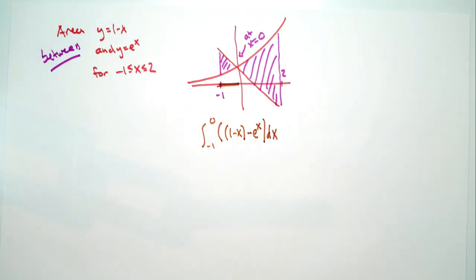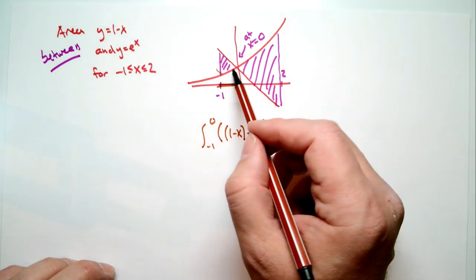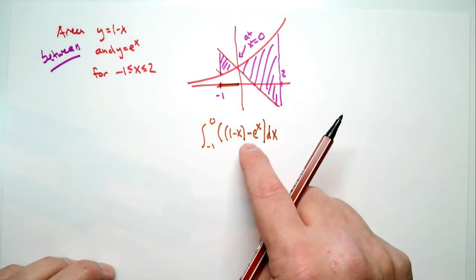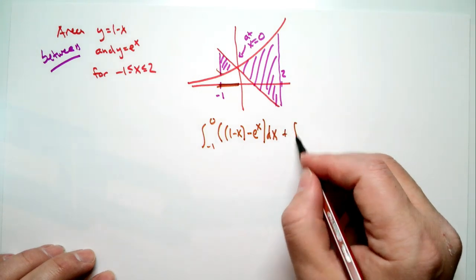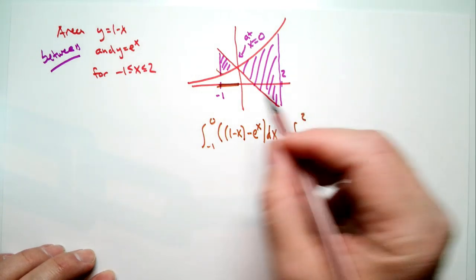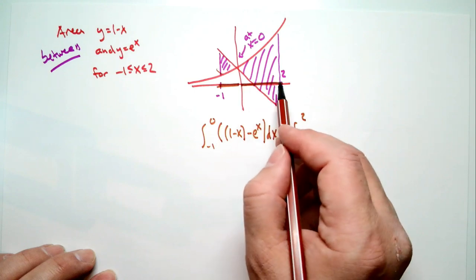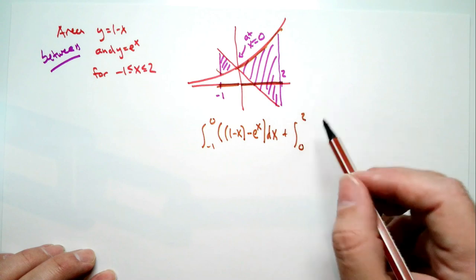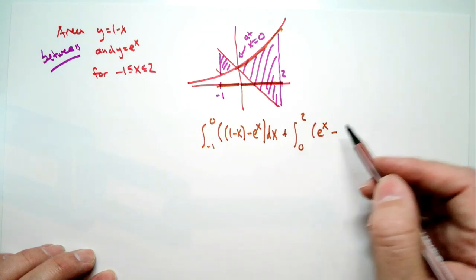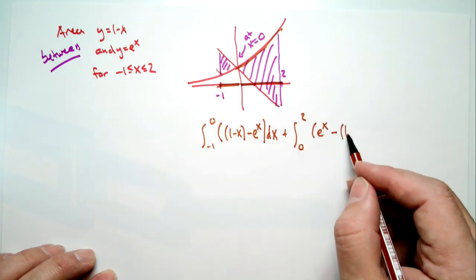So integral negative 1 to 0 of 1 minus x minus e to the x dx. It's this piece. And in particular, the key thing is that the output is going to be positive. When you're trying to find something which is area, truly area, the output should be positive. And then the second integral goes 0 to 2. So we're starting at 0, and we're going to go to 2. So there's our interval. And now we've changed. So the top function is e to the x. Then we're going to subtract the bottom function, which is 1 minus x.